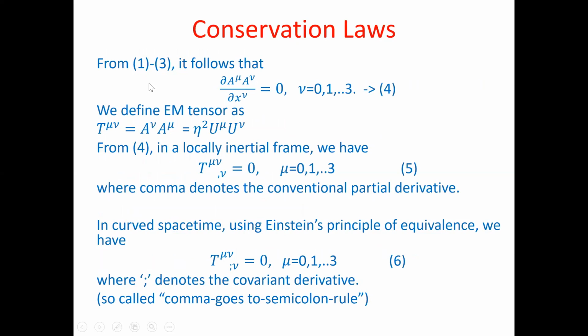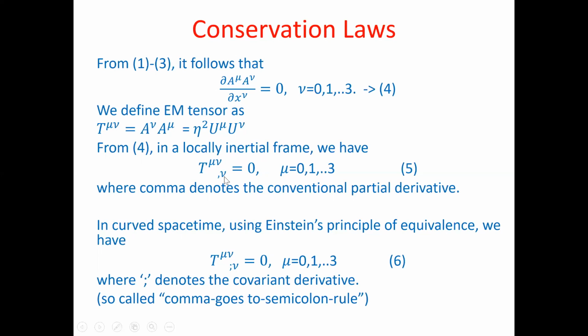From equations 1 to 3, it follows that the product of EM vector potential is conserved. So there are 4 equations for nu 0 to 3. So we define an EM tensor in the following way, which is as a product of vector potentials. And in a locally inertial frame, we can rewrite 4 in terms of this EM tensor in this fashion.